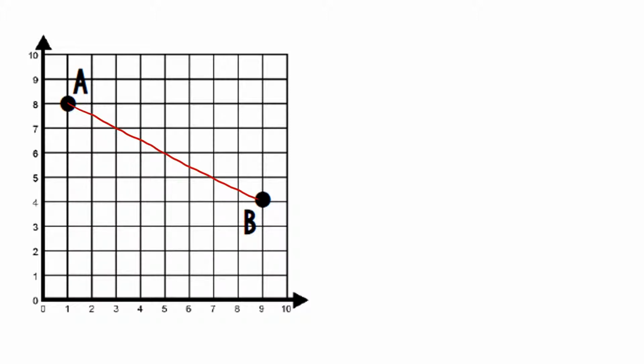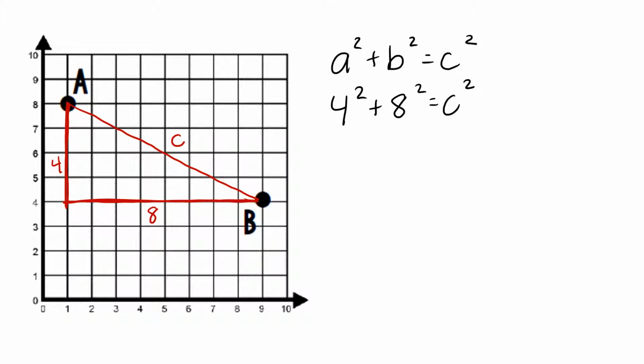Again, first step is to connect our dots. That represents letter C. We go ahead and draw the right triangle. Our edge lengths for A are 4 units. For B, they are 8 units. We use this information and plug it in to the Pythagorean theorem. A squared is 4 squared. B squared is 8 squared, which is going to give us 16 and 64. Adding 16 and 64 is going to give us 80.